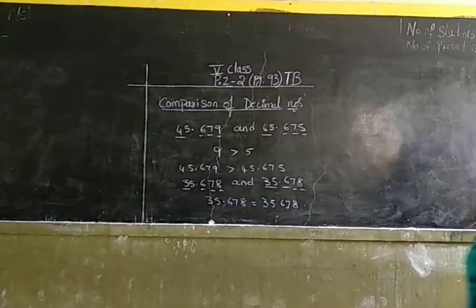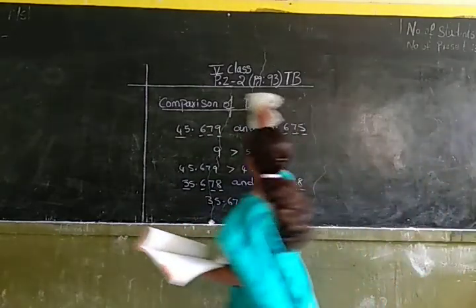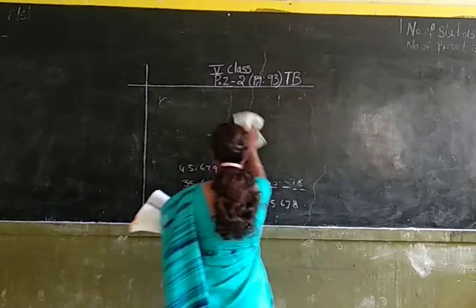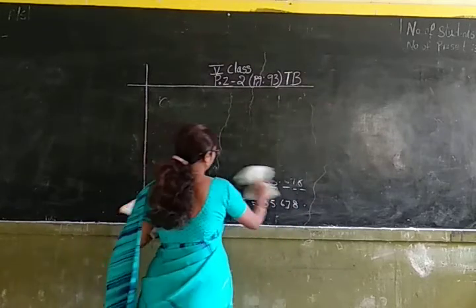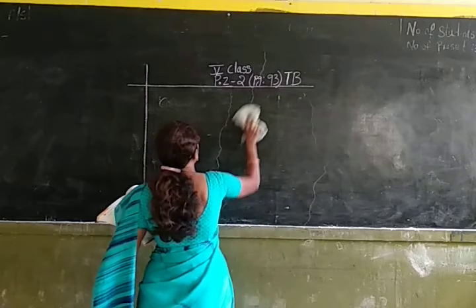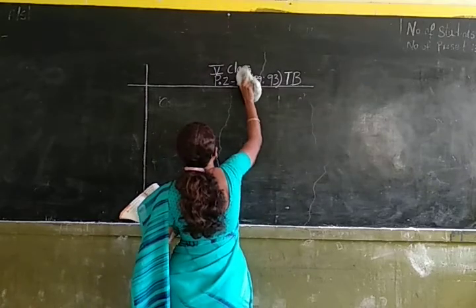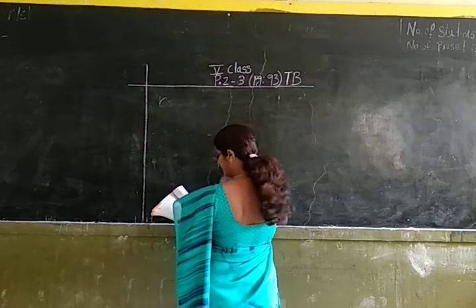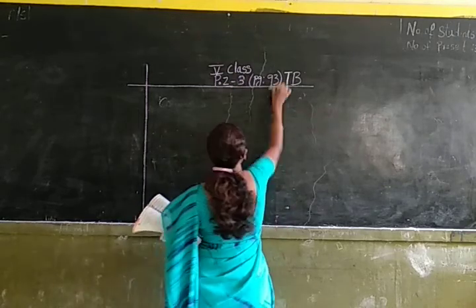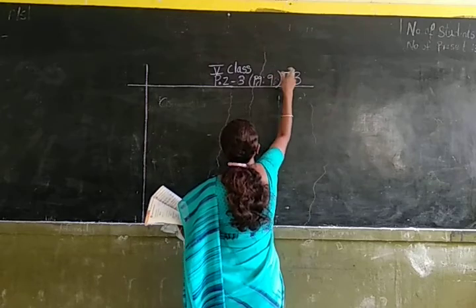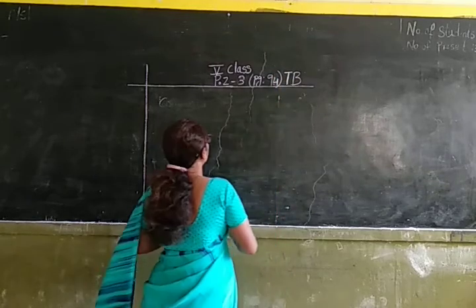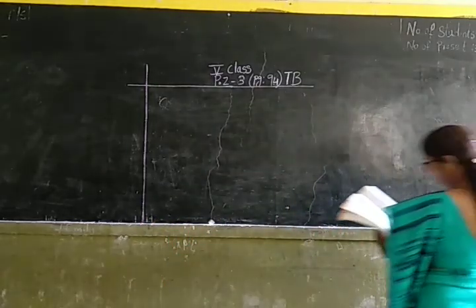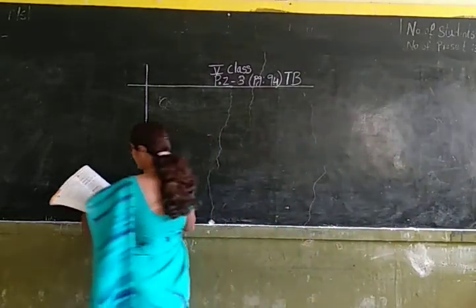Now let us do the practice zone 3. Practice zone 3 in page number 94 in textbook. So what you have to do? Compare the following decimals and put appropriate sign.